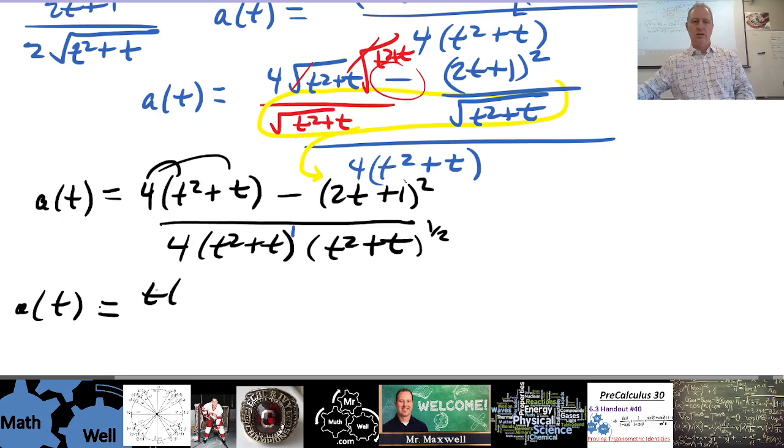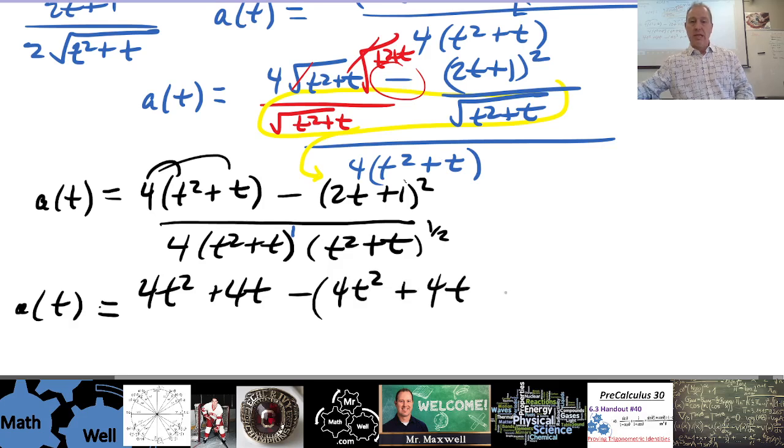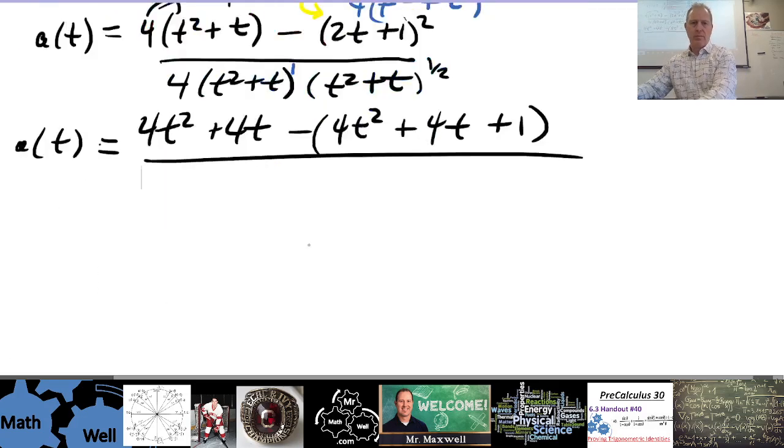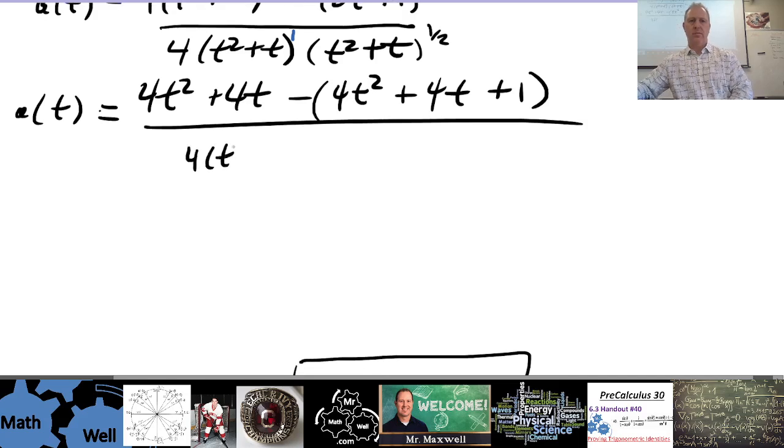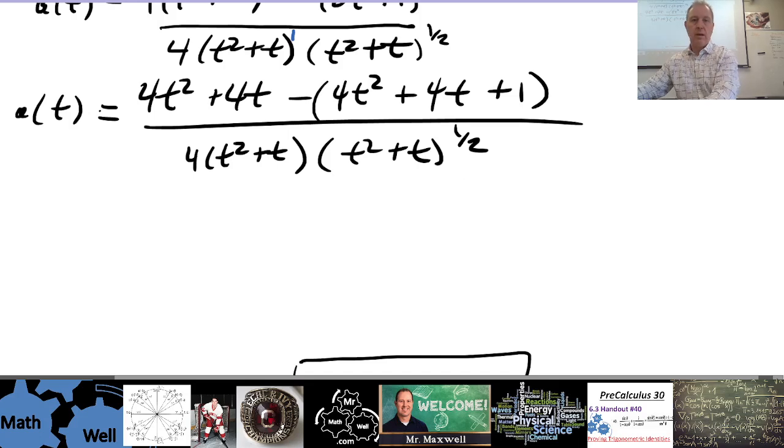Let's do 4t squared plus 4t. This is going to be minus, what's this expanded out? That's 4t squared plus 4t plus 1, when you expand all that out. Okay. Recopy what you're not touching there so you can see everything. It gives you a little bit of time too to examine if you've done everything right.